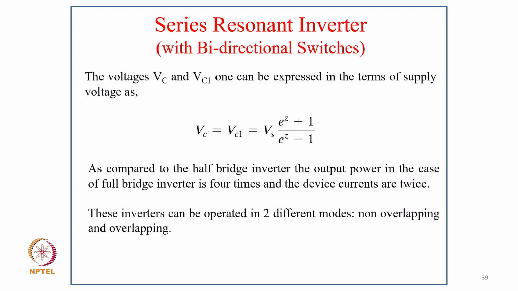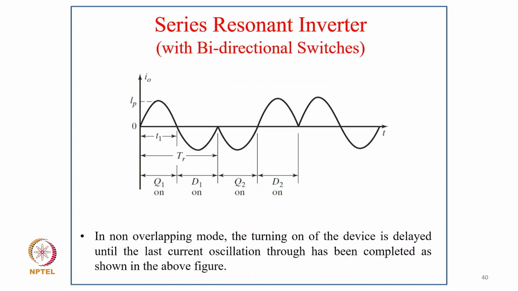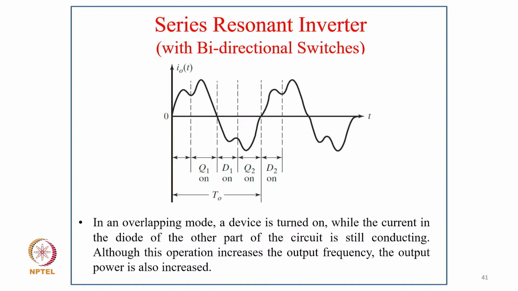So as compared to the half bridge inverter, the output power in the case of full bridge is 4 times and the device currents are twice. So these inverters can be operated in two different modes, non-overlapping and overlapping. In non-overlapping mode, the turning on of the devices is delayed until the last current oscillation has been completed, as shown in the above figure. In overlapping mode, a device is turned on while the current in the device of the other part of the circuit is still conducting. Although this operation increases the output frequency, the output power is also increased.